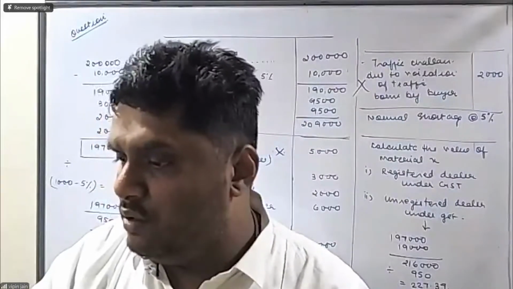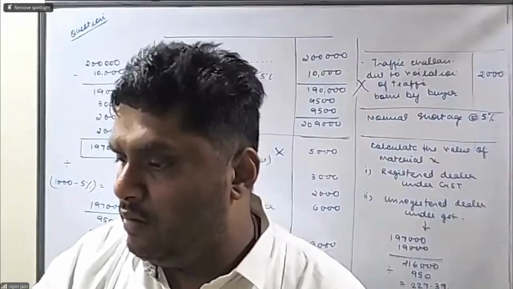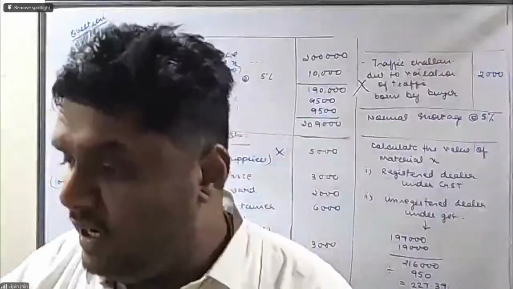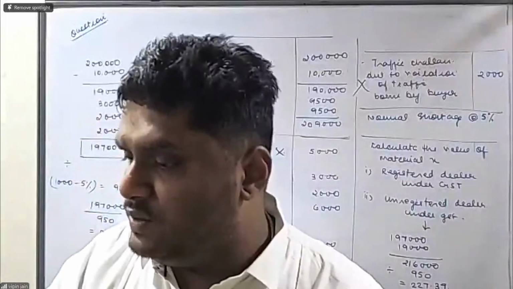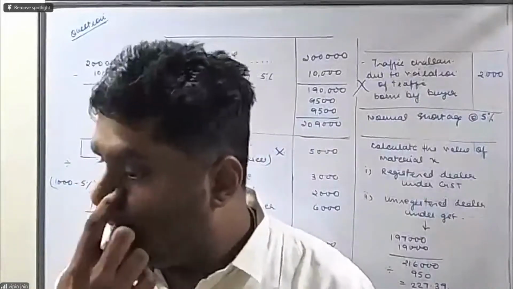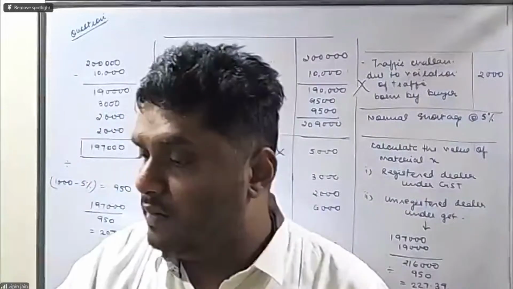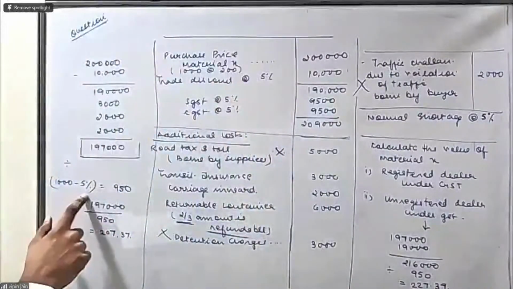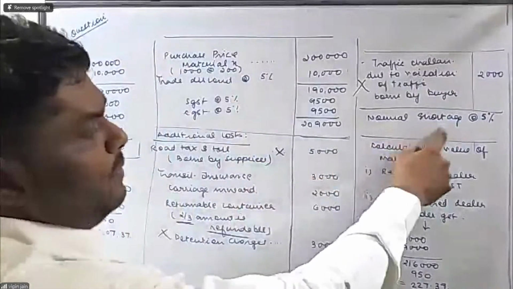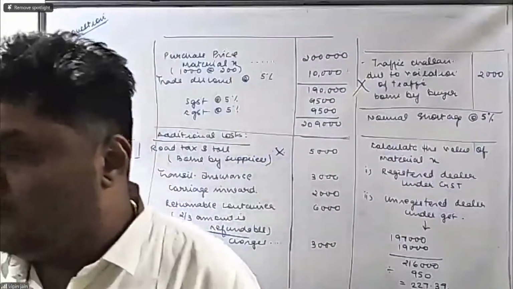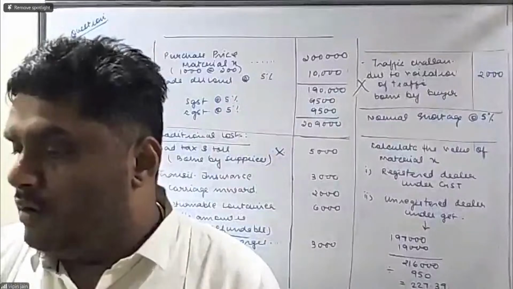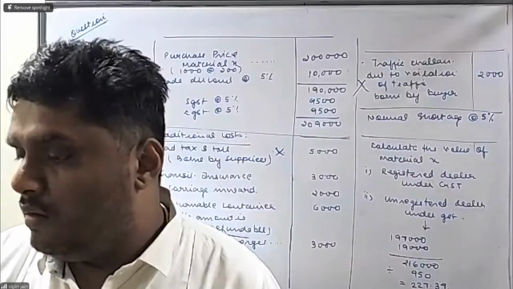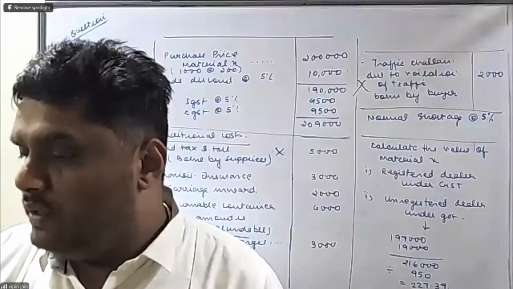Very good, Avinash. Very good, Jilek. Anyone having any doubts now, you guys can please post your queries, whatever queries you have. $1,000 minus 5%. 5% is the normal shortage. Very good, Govardhan.